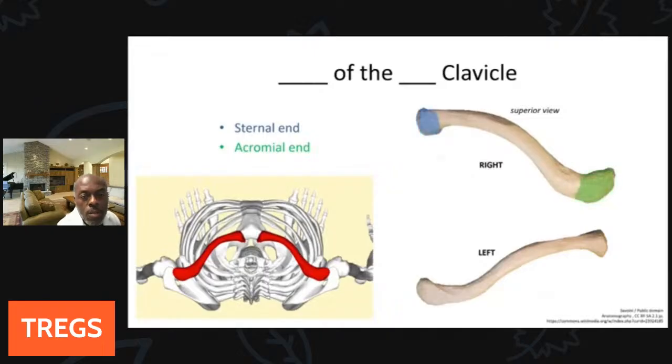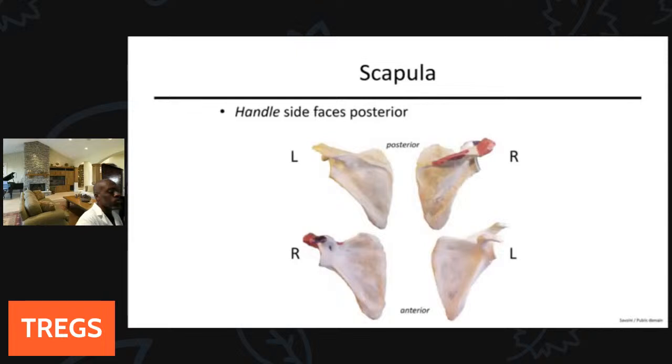So in this example, the blue would be the sternal end of the right clavicle, and the green is the acromial end of the right clavicle. We can see the same for the left. We have the sternal end and the acromial end of the left clavicle.